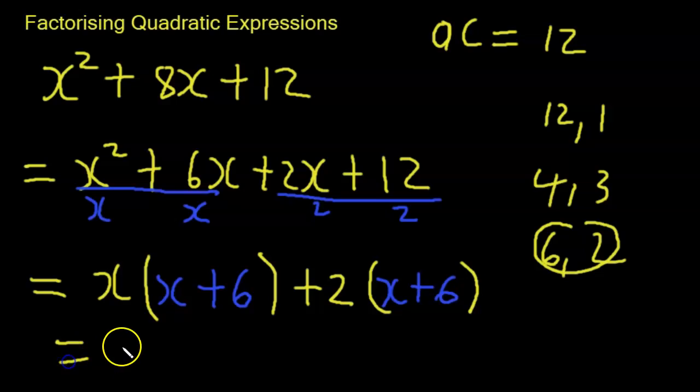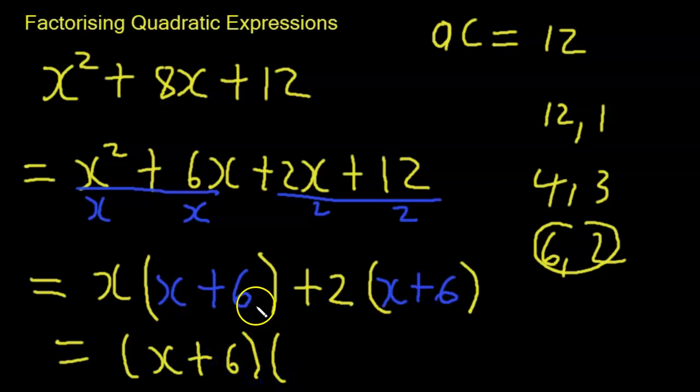So our final answer now, the common bracket is x plus 6. And you factor out x plus 6. What are you left with? X and 2. Positive 2. And we are done. Let's look at some more examples in our next videos.